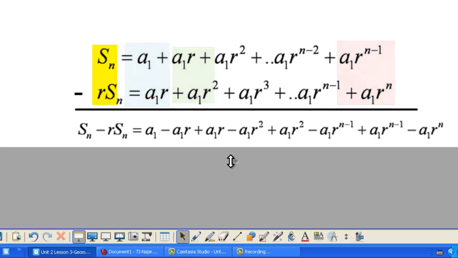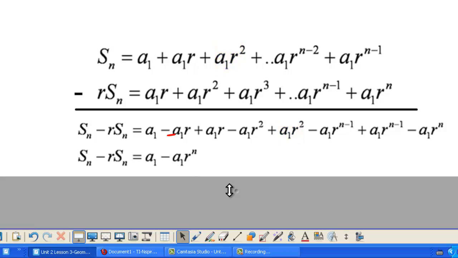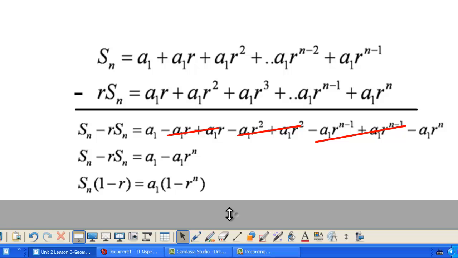So on the left, I get S sub n minus r times S sub n. Now, see if you can follow this. I have my first term, then I subtract the first term times the common ratio, then I add the first term times the common ratio, then I subtract the first term times the common ratio squared, then I add it again, then I subtract the first term times r cubed, and so on. So what happens? Well, all of the terms except for the first term and the last term are going to cancel. So now what I can do on both sides is factor out the greatest common factor.